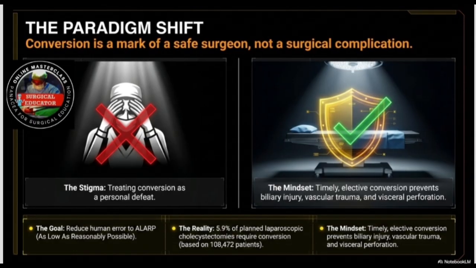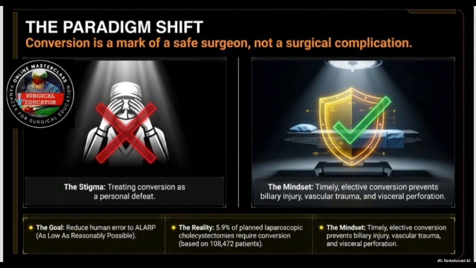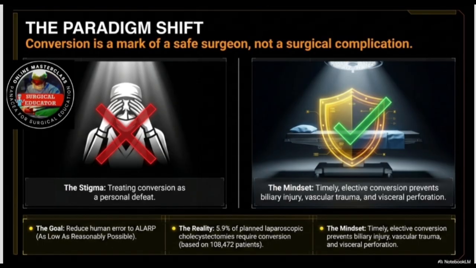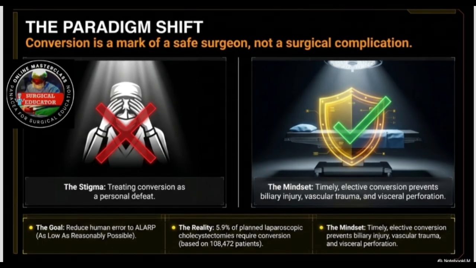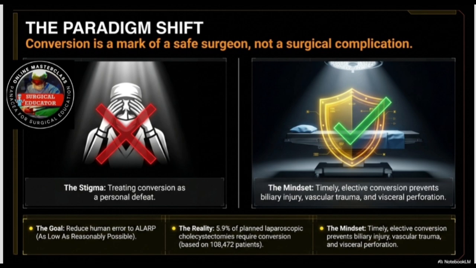Okay, so how should we view it? It's a 5.9% rate of encountering underlying pathology that demands a different tool set. The medication analogy assumes the patient's underlying condition is uniform. In surgery, the pathology is wildly divergent. Because everyone's insides look different under stress.